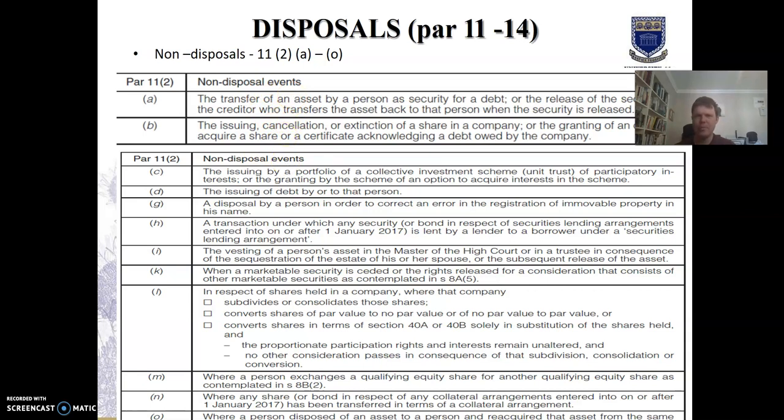The key thing is it tells you afterwards certain things that are not disposals. The most obvious ones are the following: any asset which is used as security for a debt is not a disposal. Where you simply give an asset to somebody as security, it's still your asset, you haven't disposed of it, that doesn't count. Okay, you can read through this list. I think it's useful maybe having a quick read through, but you're not going to find too many of these examples. Okay, another one: the issuing, cancellation, or extinction of a share in a company, not a CGT event.